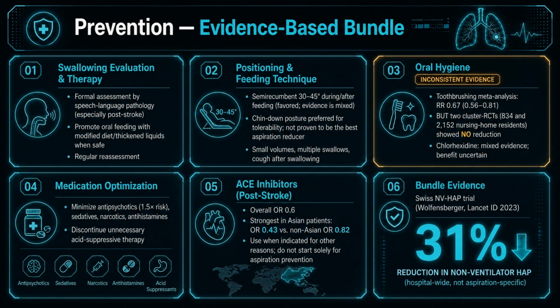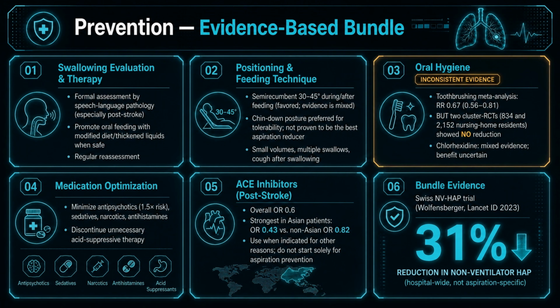Prevention is multifaceted. While some interventions have strong evidence, others are more nuanced. Swallowing evaluation and therapy by a speech-language pathologist, especially post-stroke, is strongly supported. Promoting oral feeding with modified diets over tube feeding is preferred when safe. Positioning and feeding techniques are standard practice, though the evidence is mixed.